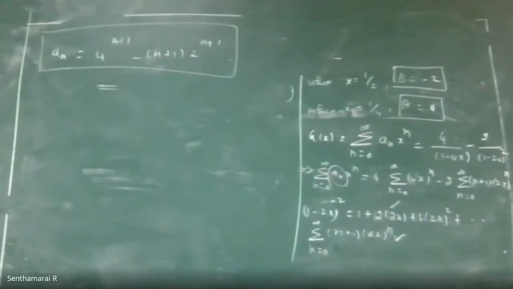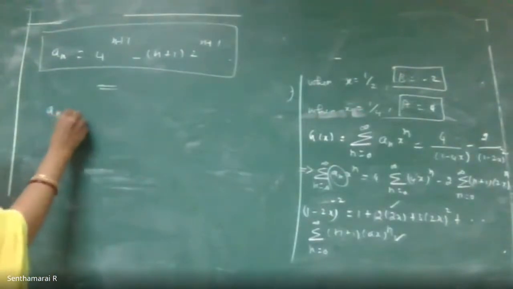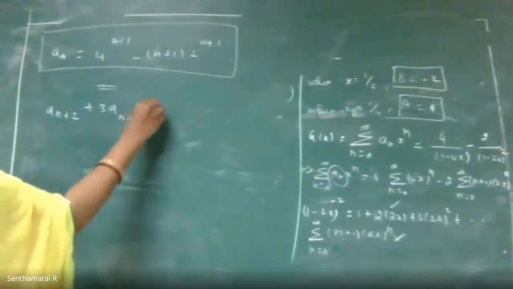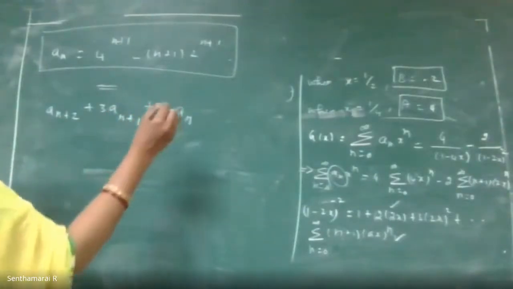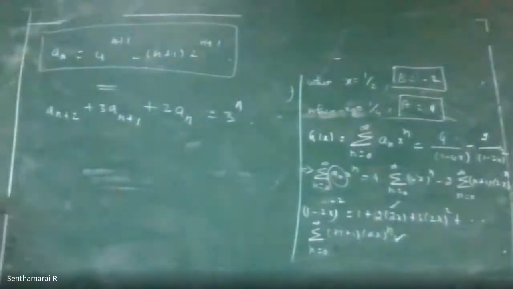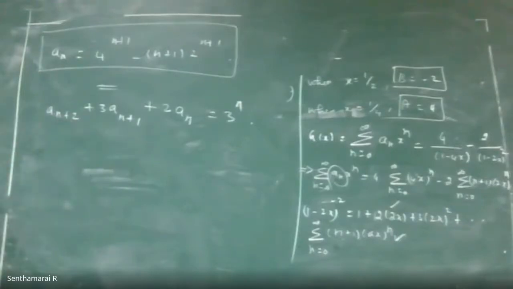Solve the recurrence relation by using generating function. The equation is, you write down, an plus 2 plus 3an plus 1 plus 2an equal to 3 power n. Here also you see n equal to 2. 2 is the order of the equation. So when we take the summation, we have to take it over 2 to infinity.